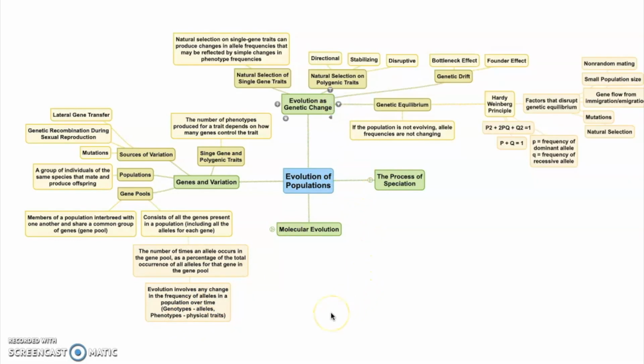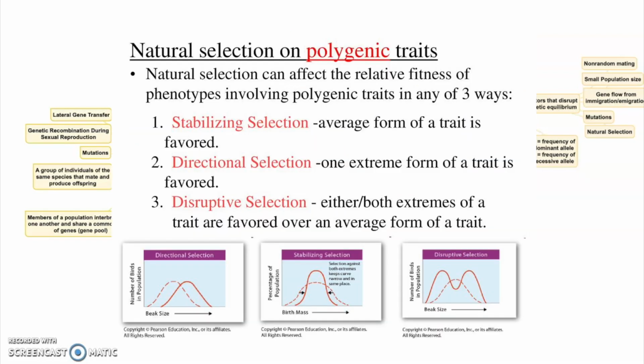All right, and here again we have natural selection on single gene or polygenic traits. When we're looking at polygenic traits, we can have something called directional selection, stabilizing selection, or disruptive selection. Directional selection means that you're going to select in one direction or the other. Stabilizing selection is going to select for the middle of the road, and disruptive selection is going to select for both ends and select against the middle of the road there.